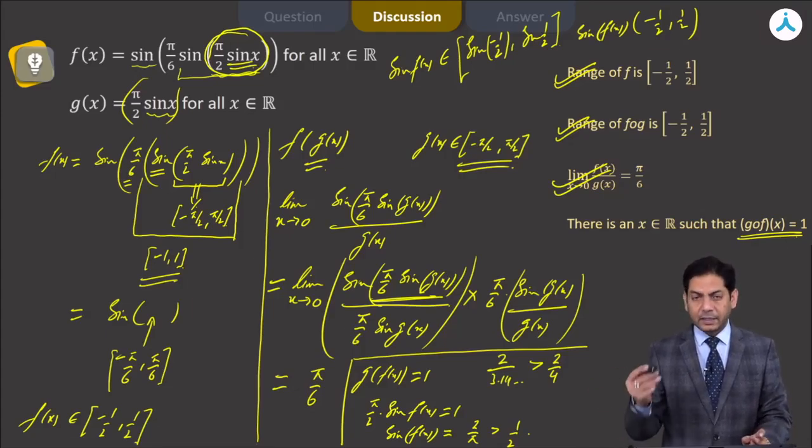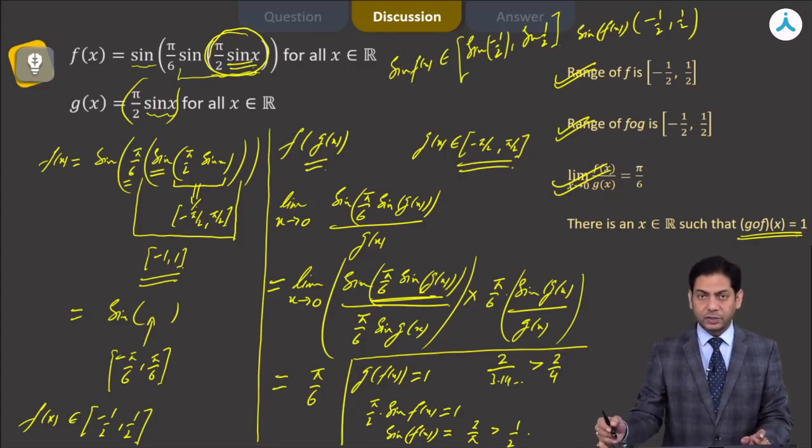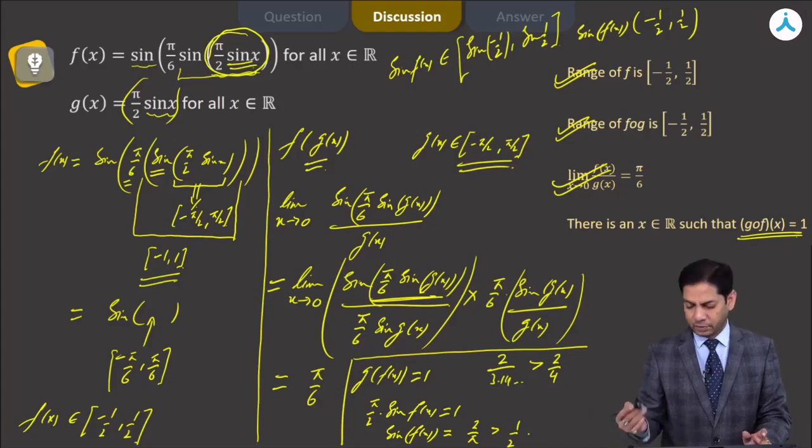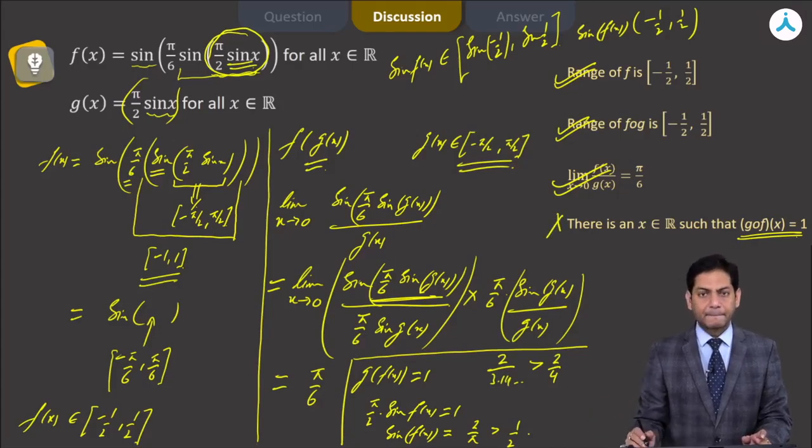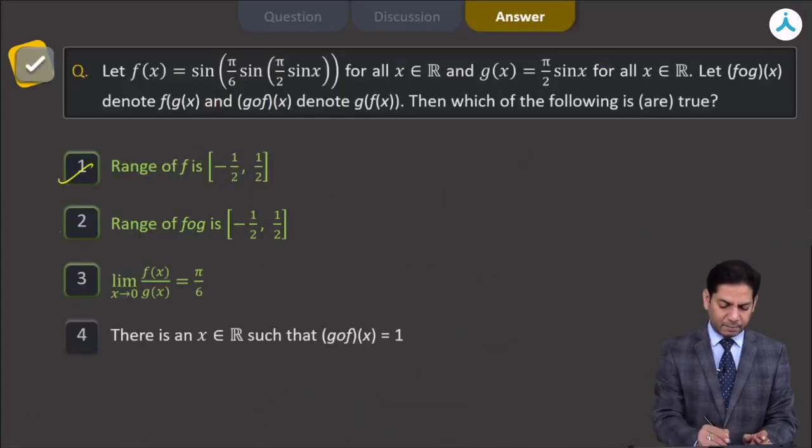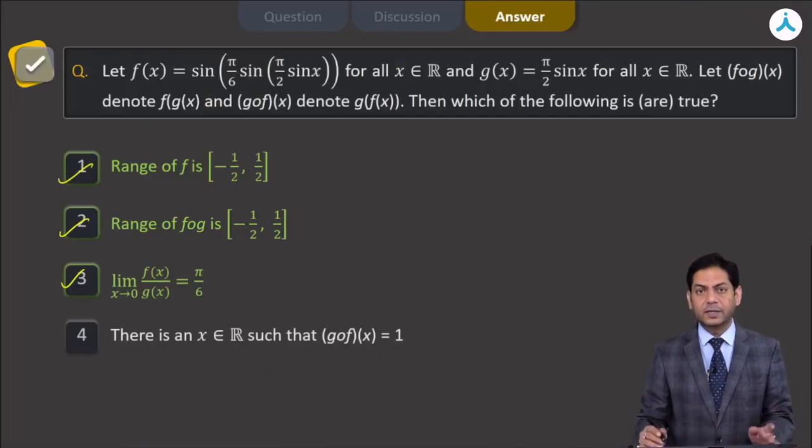That means there is no such x for which this equation can hold true. So option D is incorrect. Hence A, B, C must be the correct answers. Let's confirm that. That is okay. Options A, B, C, first, second, third choices, are the correct ones.